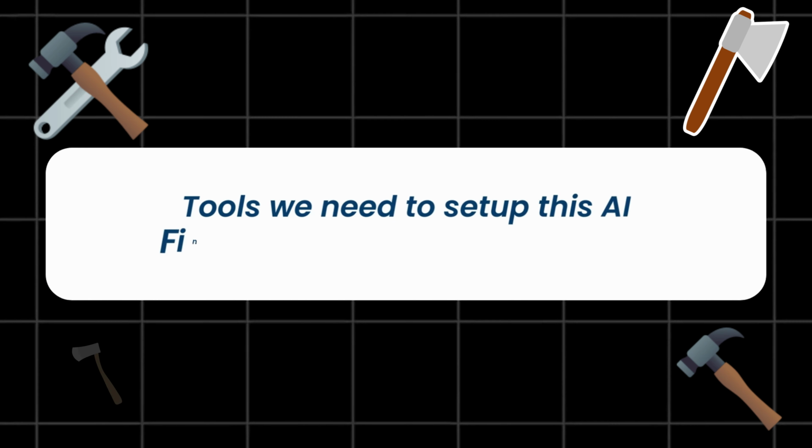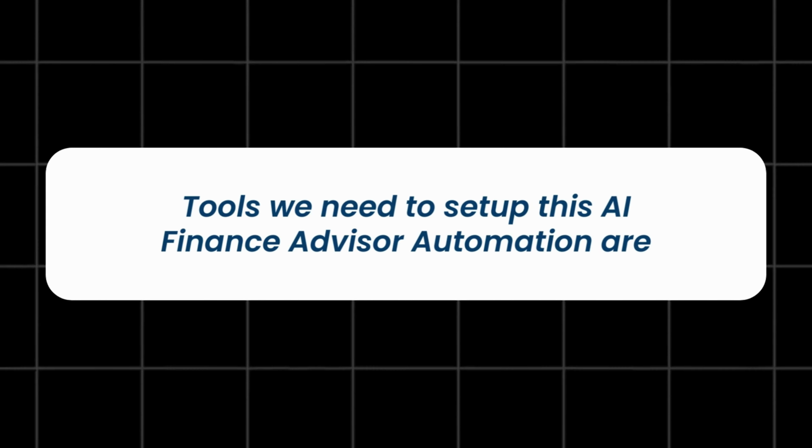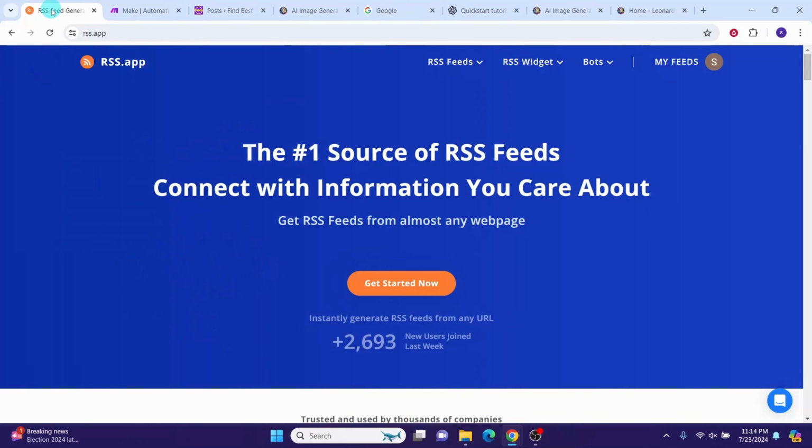Tools we need to set up the AI finance advisor automation are RSS app. It is an RSS reader that gathers updates from your favorite websites in one place, like a personalized newspaper. You simply add websites you like and it shows new articles from all of them, so you don't have to visit each site individually. You can create a free account with RSS app.